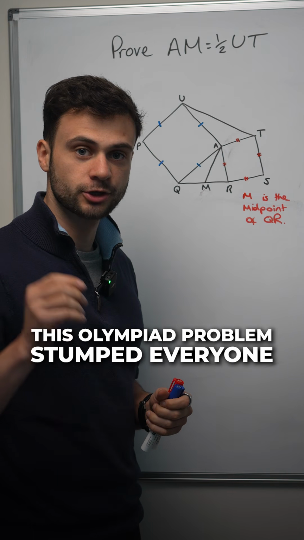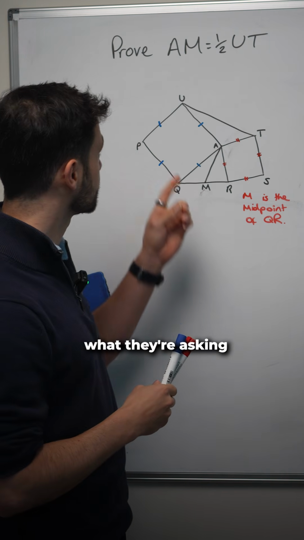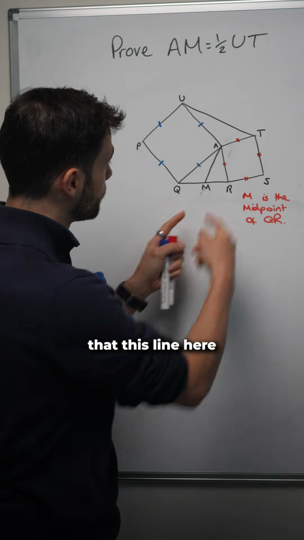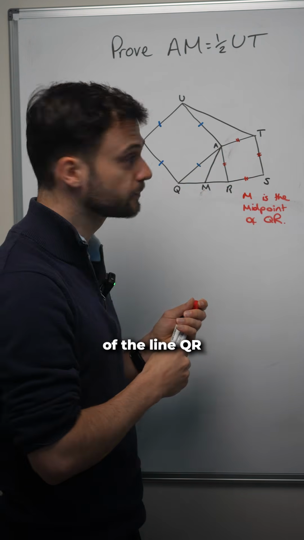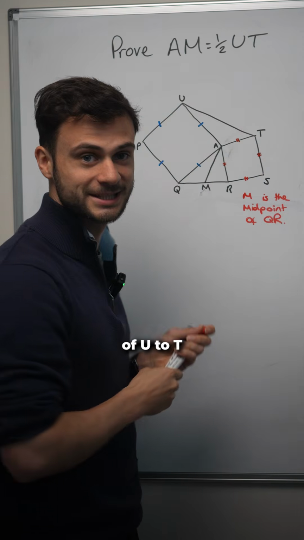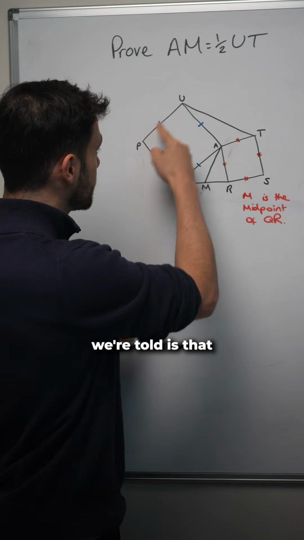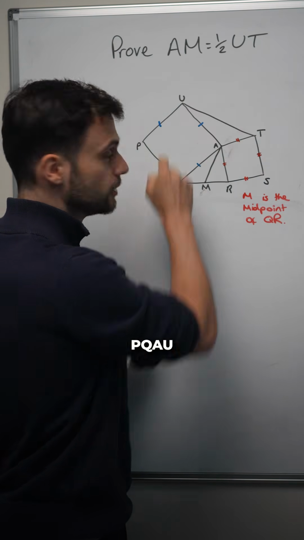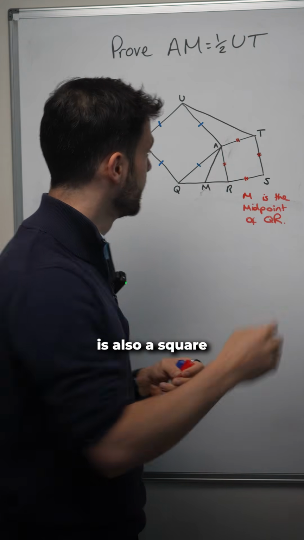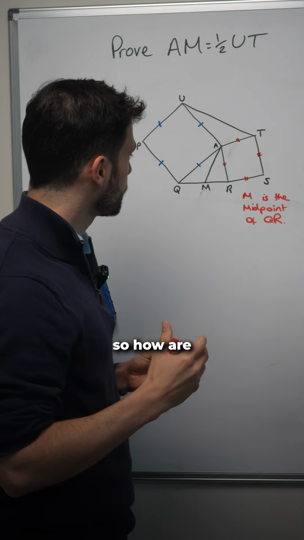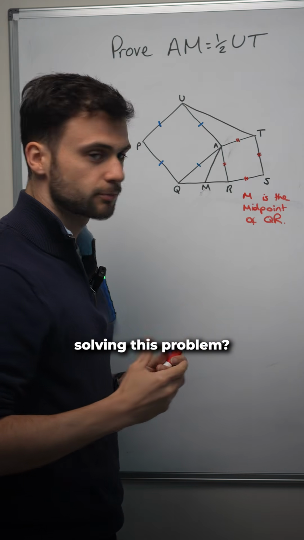This was the hardest question on the Year 11 Olympiad, and what they're asking is for us to prove that this line here, from A to the midpoint of the line QR, is half of the length of U to T. And all that we're told is that PQAU is a square and RSTA is also a square, and they share this point A. So how are we going to go about solving this problem?